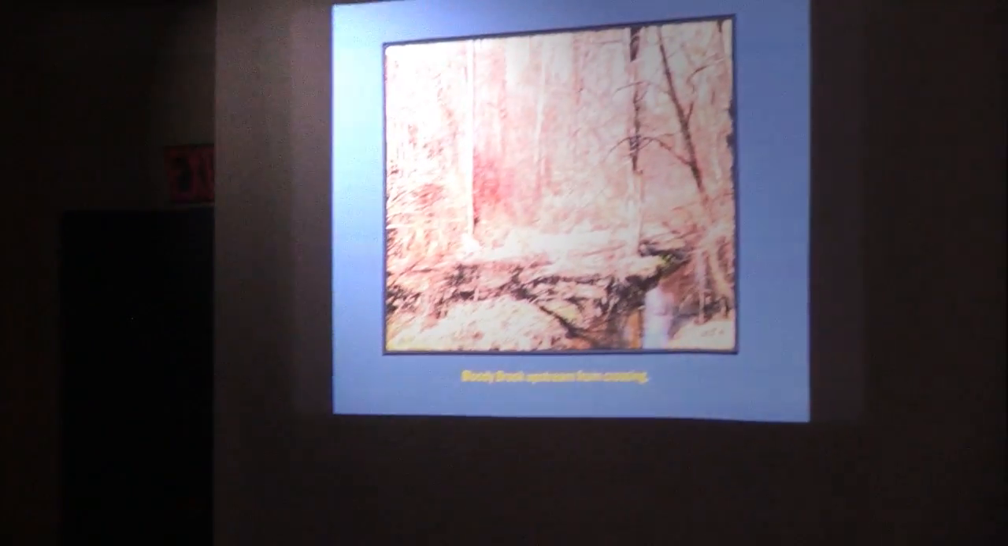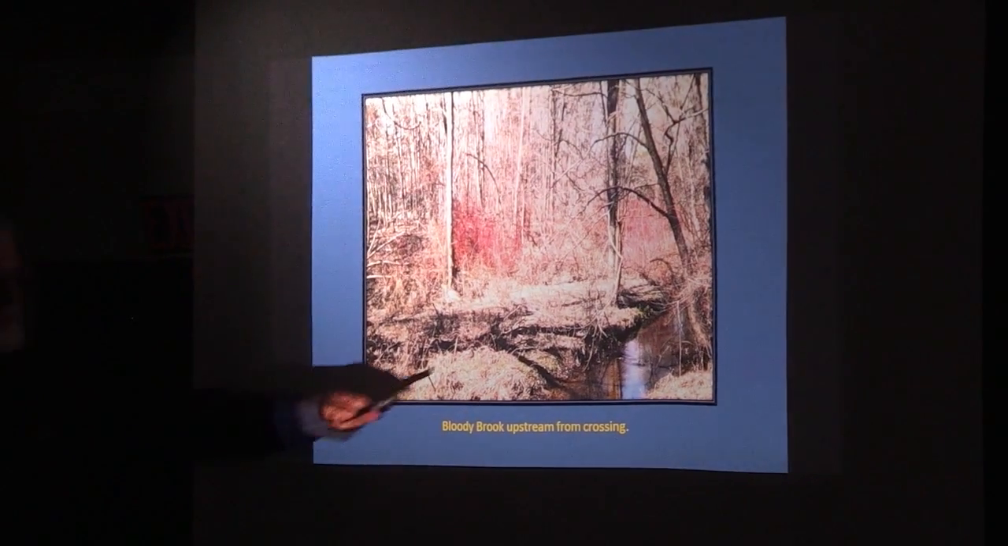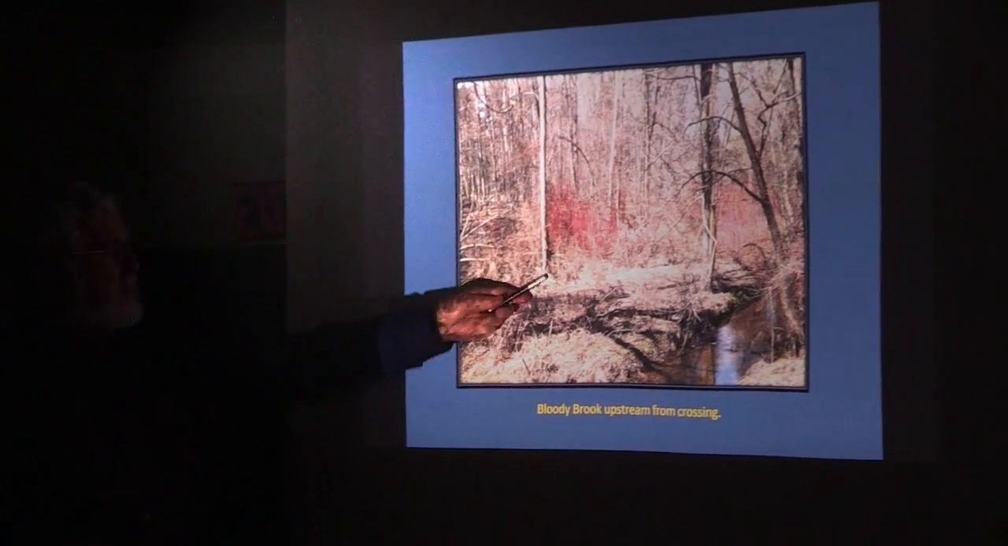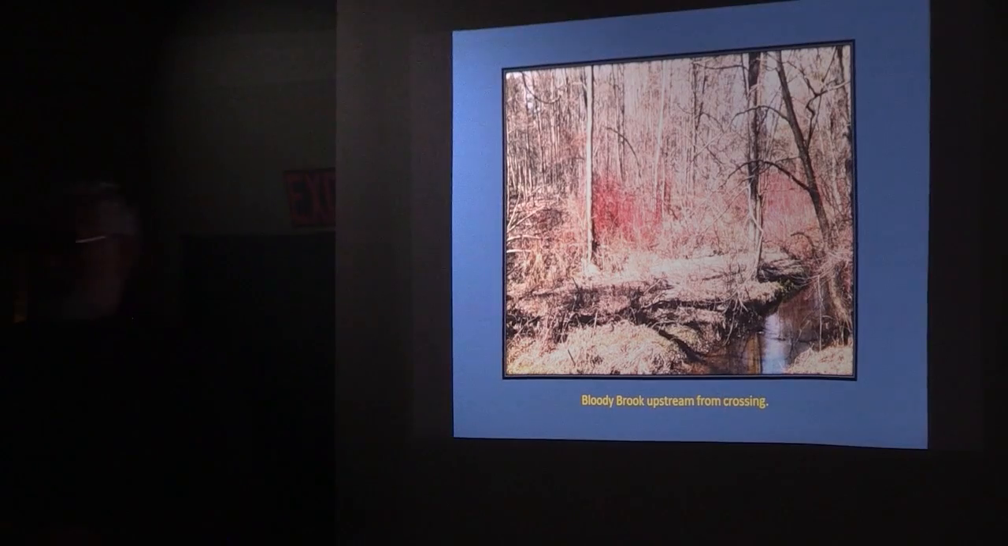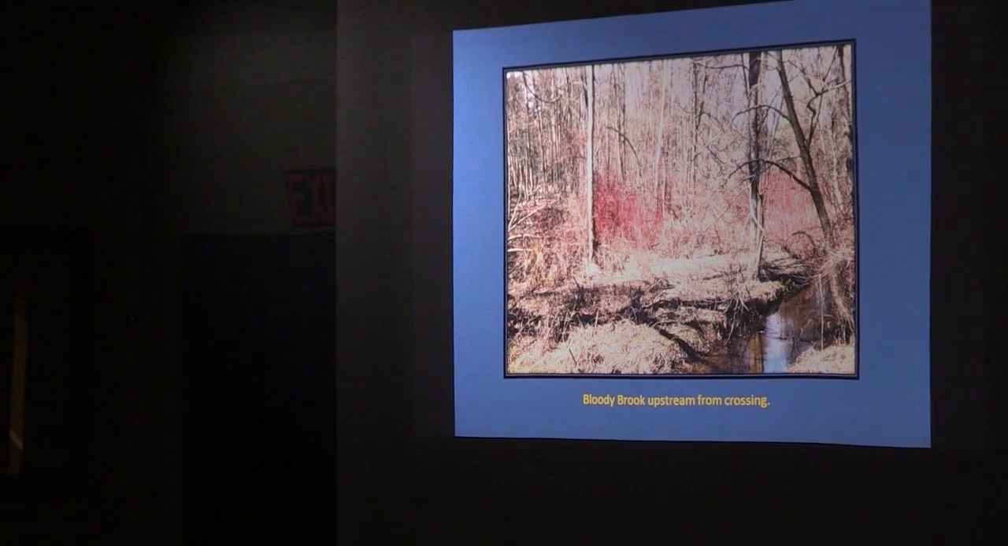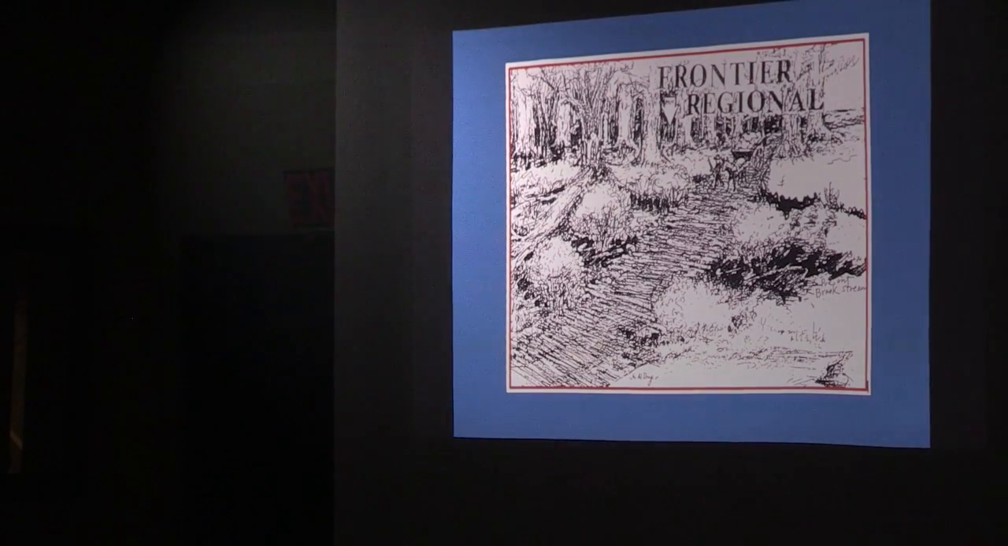So this is what Bloody Brook might have looked like, something like this. This is actually Bloody Brook today. It's pretty mucky in through here, and then it comes down a slope like this, and then across here. And that's the same way it crossed in 1675.